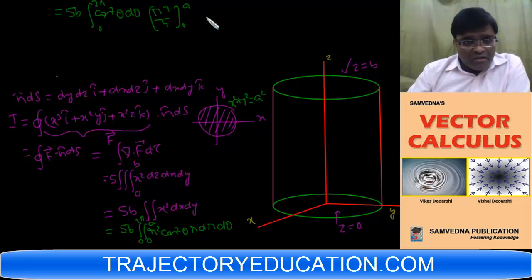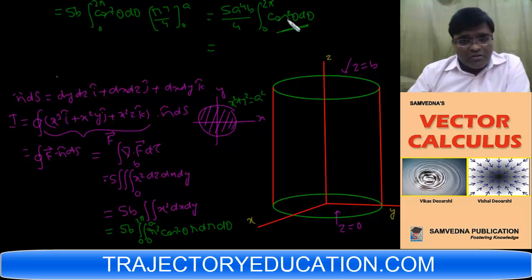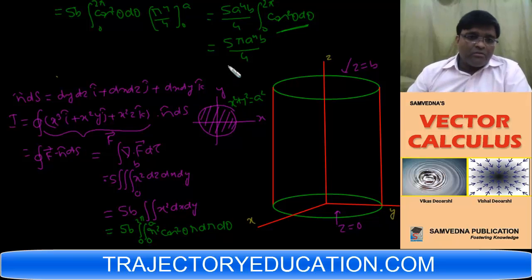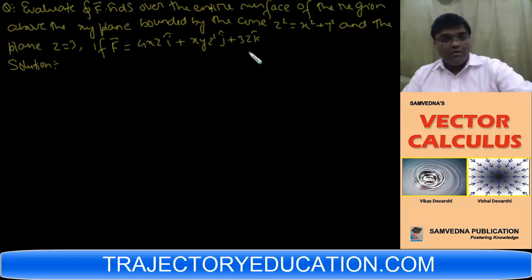So this comes out to be 5 a to the 4 b upon 4, times the integral from 0 to 2 pi of cos square theta d theta. And you know this is a very famous integral. You can use the gamma function also. This integral is pi. So it is 5 pi a to the 4 b upon 4. So this is how this can be done. Now we will move on to the next problem.